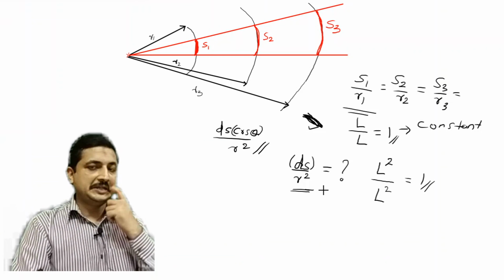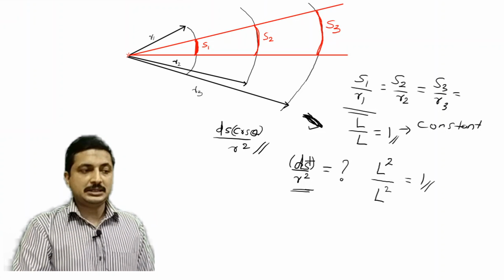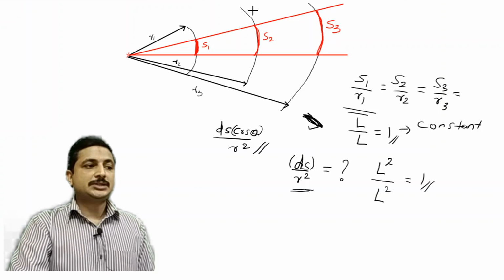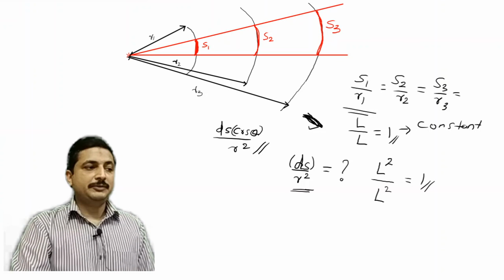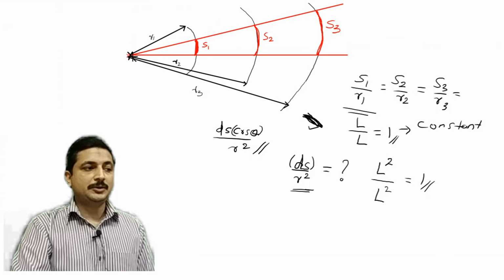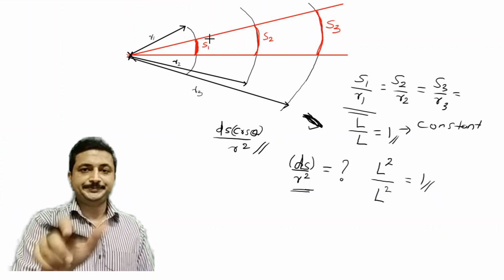But listen, I can do this only if this ds is an extension of an actual arc. How do I draw an arc? If you are physically drawing the arc, you keep your compass point here and using this, you draw the arc. If you complete this, you will get a circle, a circular structure. That is how we draw an arc.